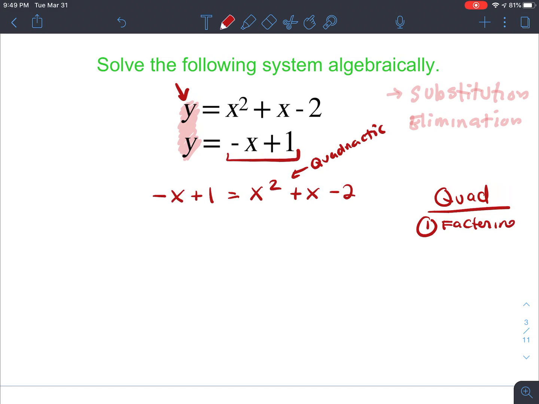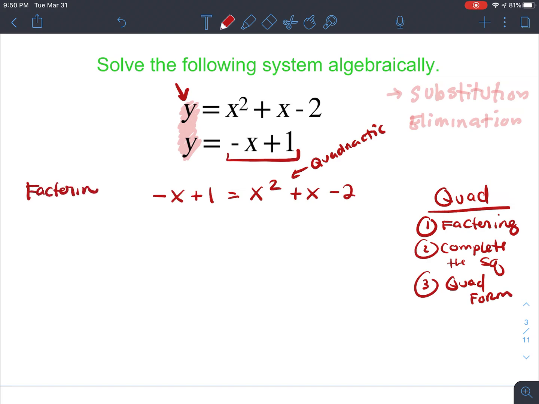When we have quadratics, we have three main methods. We have factoring, we have complete the square, and we have the quadratic formula, all of which I'm actually going to show you throughout these videos. Okay, so for this one, I'm going to choose factoring.